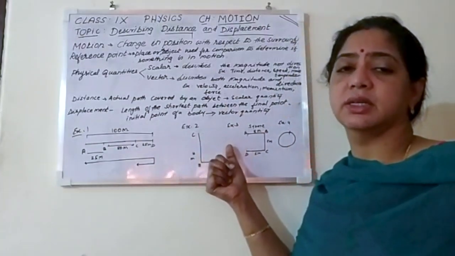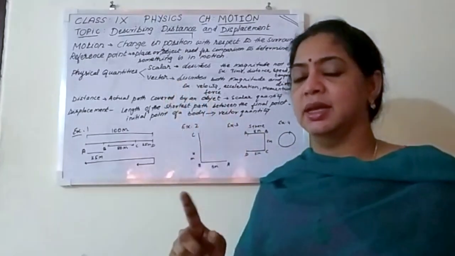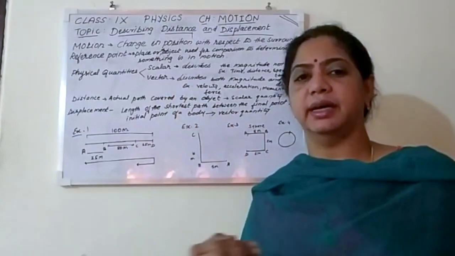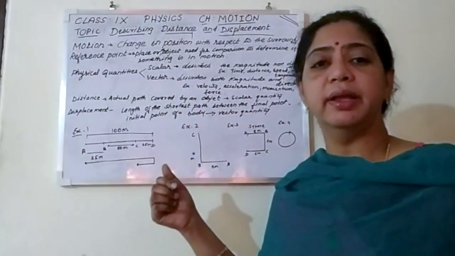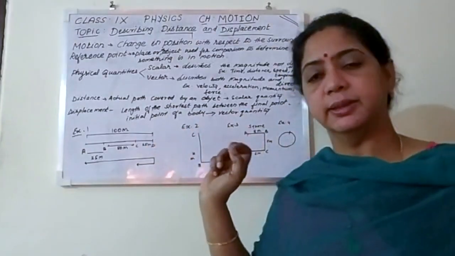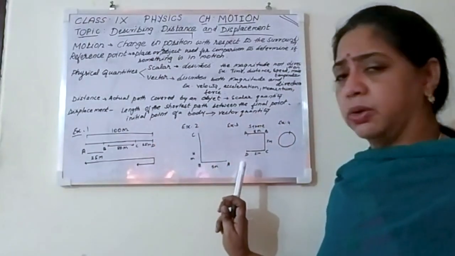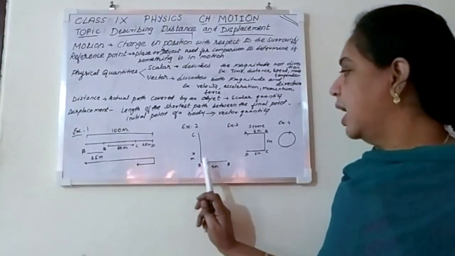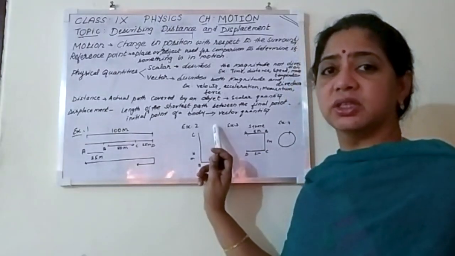It is a vector quantity. What do you mean by vector quantity? Vector quantity is nothing but which describes both magnitude as well as direction, whereas scalar quantity describes only magnitude. So displacement comes under vector quantity. Like in this example, you can see an object moves from A to B, it covers 5 meter, and B to C, it covers 10 meter. It changes the direction, right?